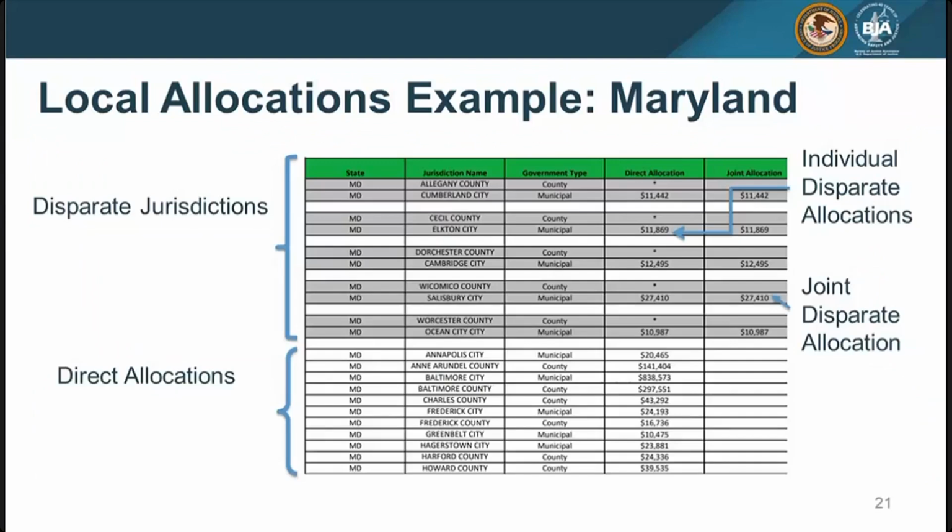Here's an example of how disparity is notated in the allocations list. You can see that the counties are in alphabetical order, and the gray sections are the disparate groups. You want to note the joint allocation amount here. This is the amount that is to be divided between those jurisdictions within the group and documented via a signed MOU. The unshaded jurisdictions are direct allocations, so those jurisdictions can submit their applications directly without the requirement of an MOU.